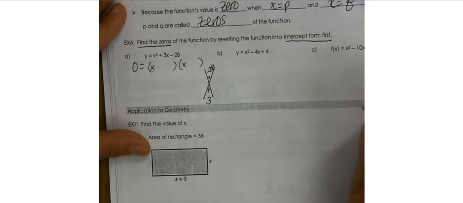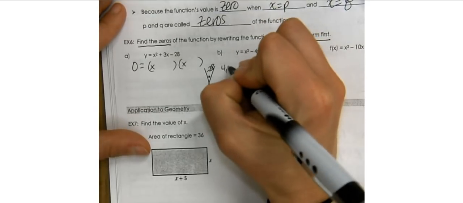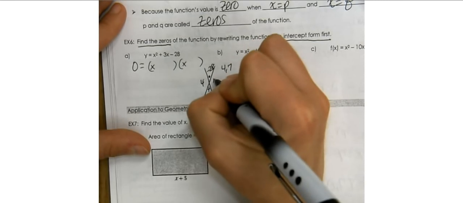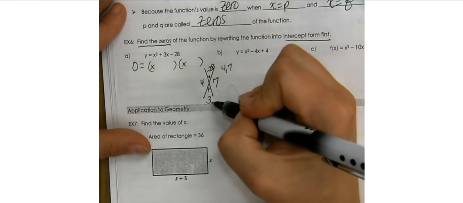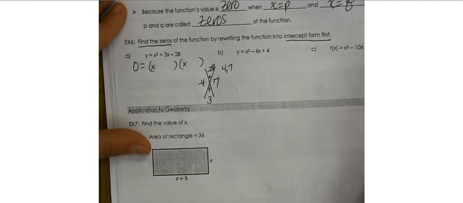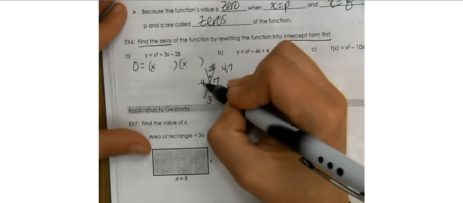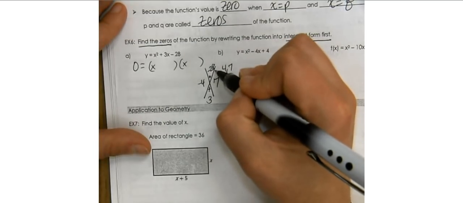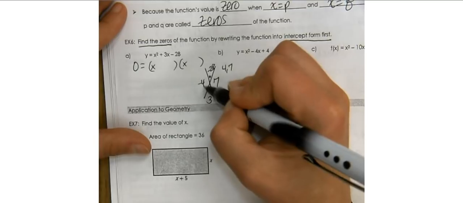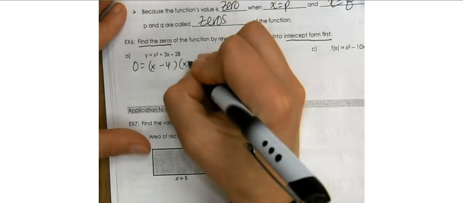Now, whenever I think of 28, I always think of 4 and 7. So I'm going to put down 4 and 7, and I want it to end up being a positive 3, so I'm going to make 4 negative. Negative 4 times 7 is negative 28, and negative 4 plus 7 is equal to positive 3. So I have x minus 4 and x plus 7.